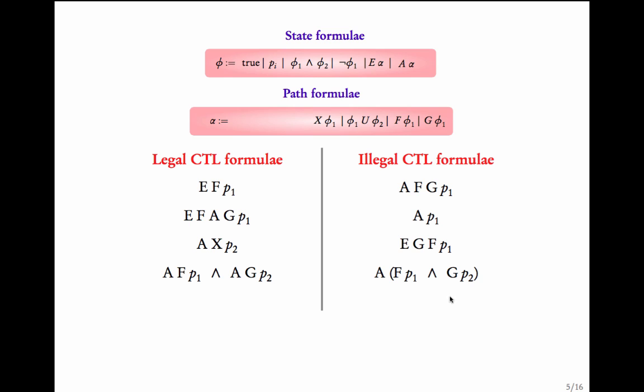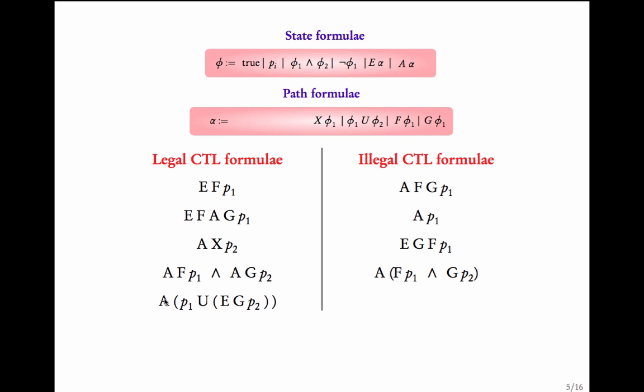Okay. What about this? A of FP1 and GP2. Can we do that? If this was a legal CTL formula, then the rule phi goes to A alpha has to be used, where alpha is a path formula. But then we do not have the AND operator here at all. So if this had been a path formula, then you should have had the rule alpha 1 and alpha 2. So this cannot be a legal CTL formula.